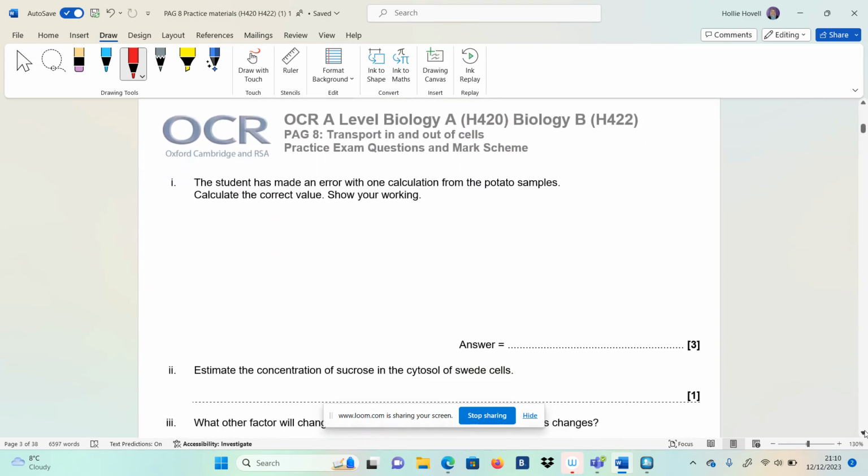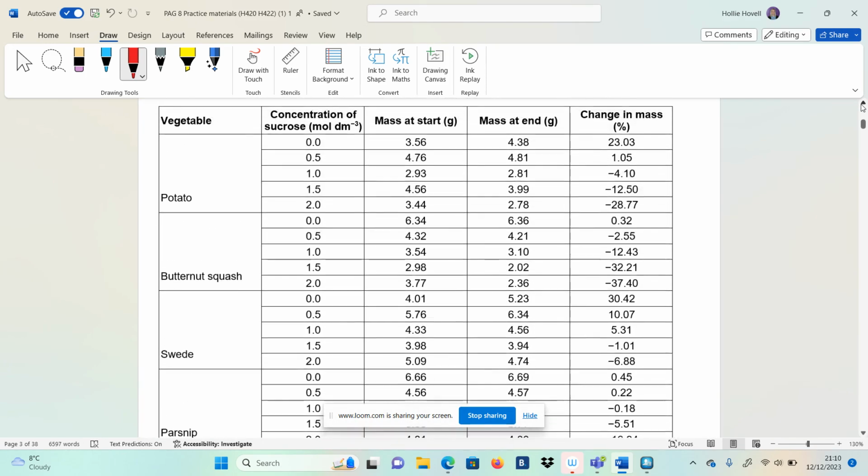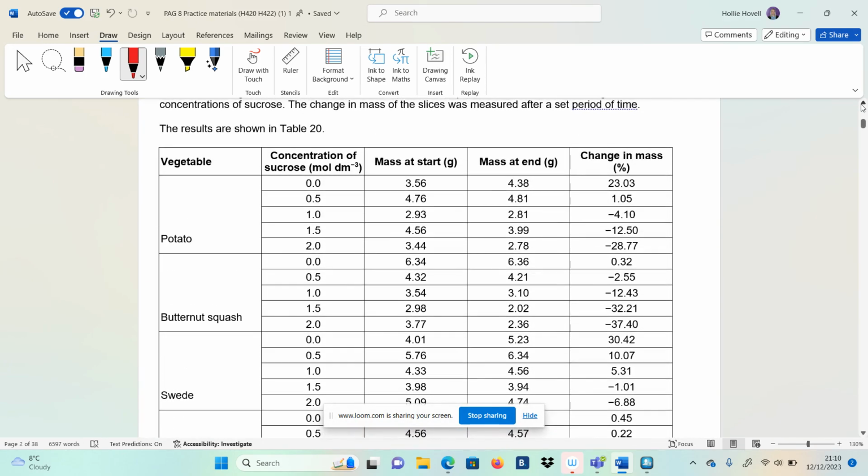The student made an error with one calculation from the potato samples. Calculate the correct value and show your working. So we're looking for a mistake in the potato section. First of all, we're looking for which one of these results that she's calculated is going to be wrong, so you might want to just work them out. We're looking at the mass at the start and the mass at the end. If you do one of those minus the other, you can find the difference. Then the change in mass as a percentage is going to be the difference divided by the original times 100.